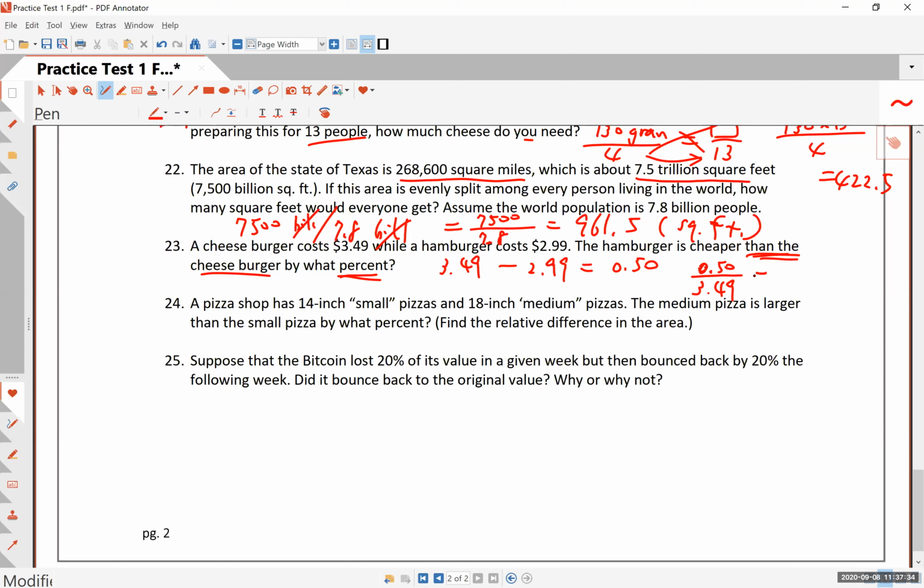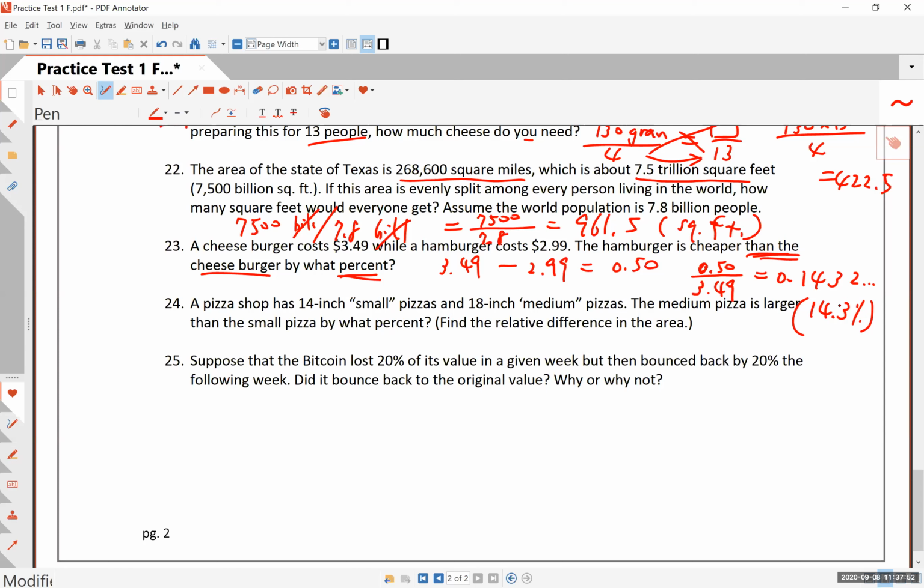And the answer is about 0.1432 and so on. So that's about 14.3%. You can say then that the hamburger is 14.3% cheaper than the cheeseburger.